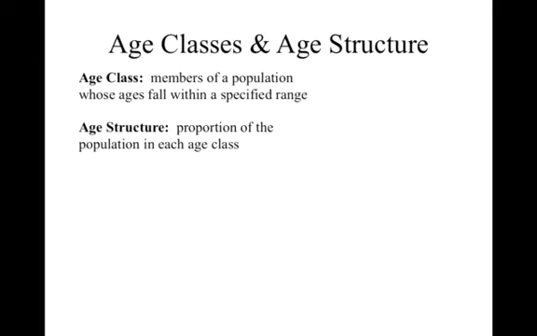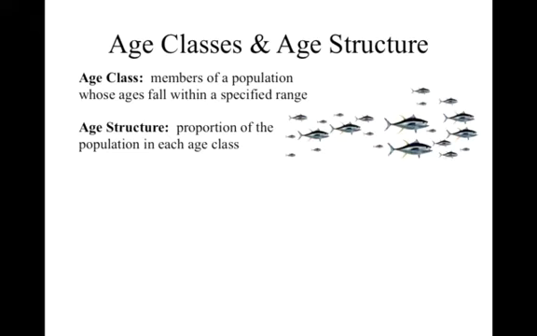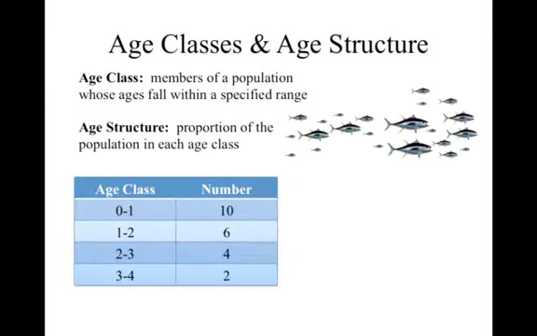So an age class is the members of a population whose ages fall within a specified range. An age structure is the proportion of the population in each of these different age classes. So here I have my population of fish that we looked at before, and I can talk about the age classes, and I can talk about the age structure in this population.